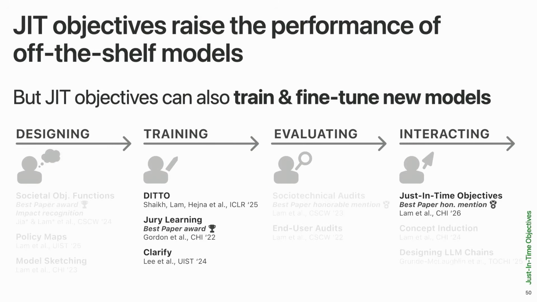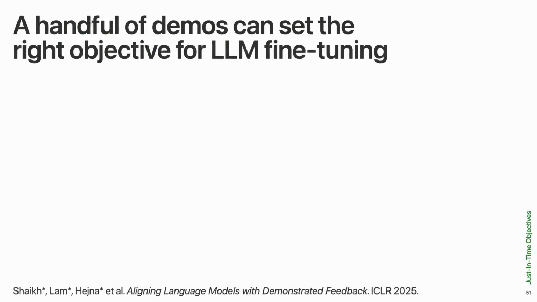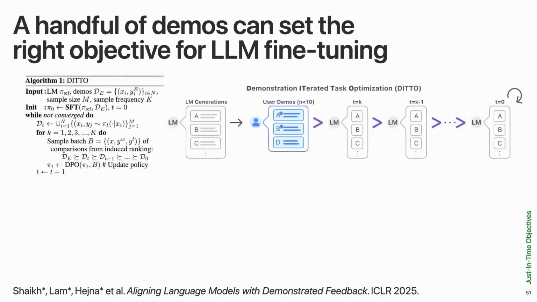But JIT objectives can also help us train new models. So we've been operating here at inference time, but some of my other work has been upstream at the training and fine-tuning phases where we can get stronger shifts in model behavior. So just as a quick preview, for example, I worked on the Ditto project co-led with Omar Sheikh and Joey Hena, and we developed a technique to fine-tune a language model to a distinct user style just using a handful of demonstrations on the order of 5 writing samples.